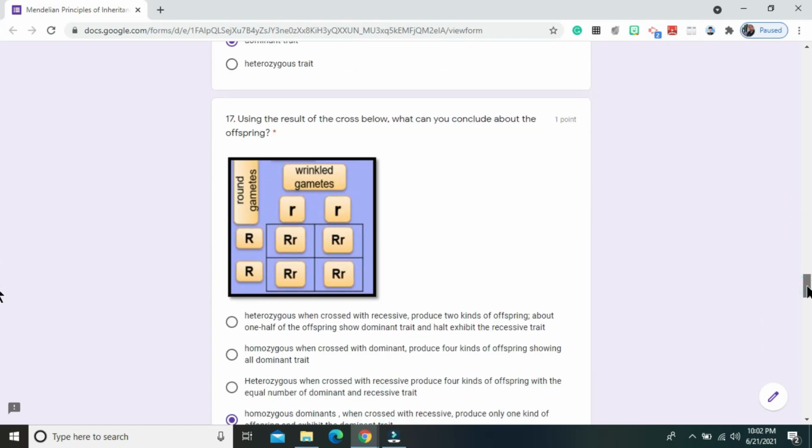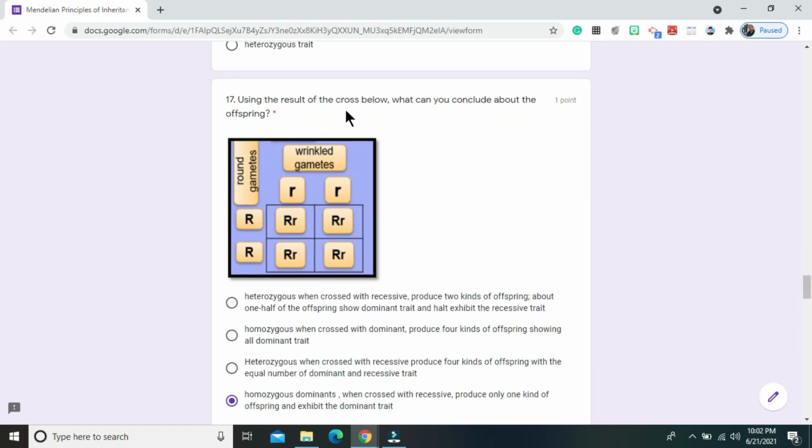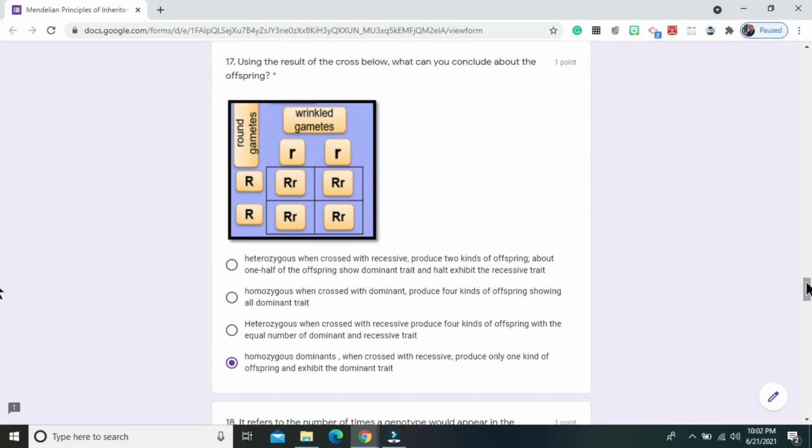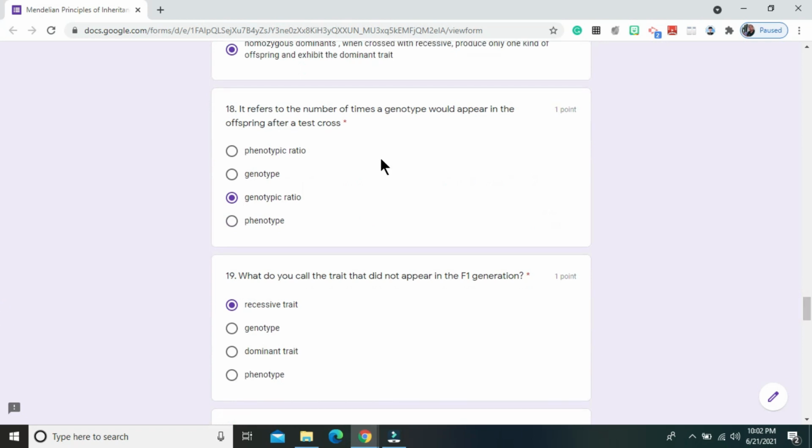Question number 17. Using the result of the cross below, what can you conclude about the offspring? The correct answer is homozygous dominants, when crossed with recessive, produce only one kind of offspring and exhibit the dominant trait. Question number 18. It refers to the number of times a genotype would appear in the offspring after a test cross. The correct answer is genotypic ratio.